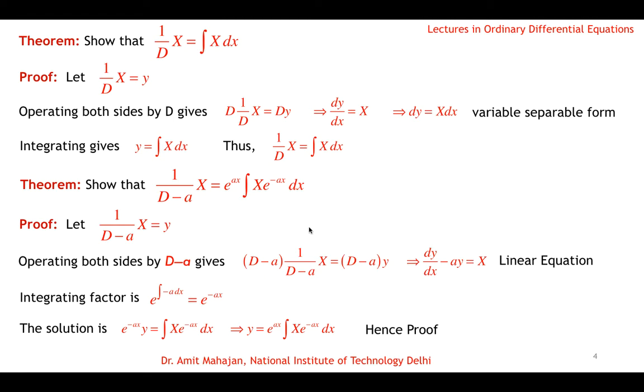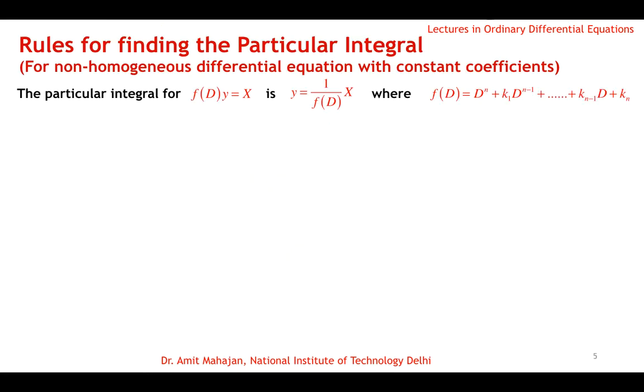So now, based on what capital X is, there are different types, or some rules, to find the particular integral. We'll talk about them one by one, and we'll take some examples also. So far we said that the particular integral of the non-homogeneous equation f(D)y equals X is nothing but 1 over f(D) operator on X, where this f(D) operator is this function. So case one is when this capital X is an exponential function.